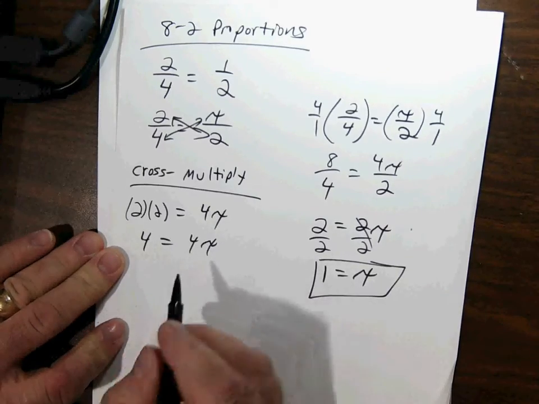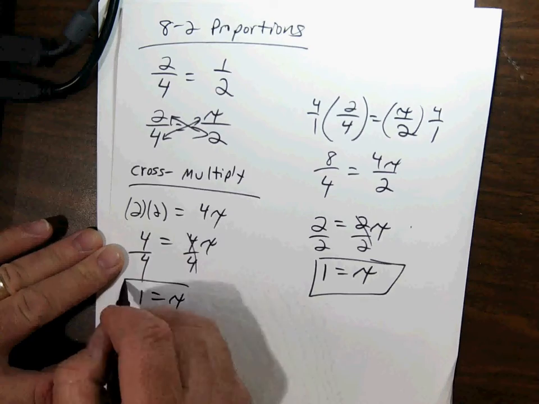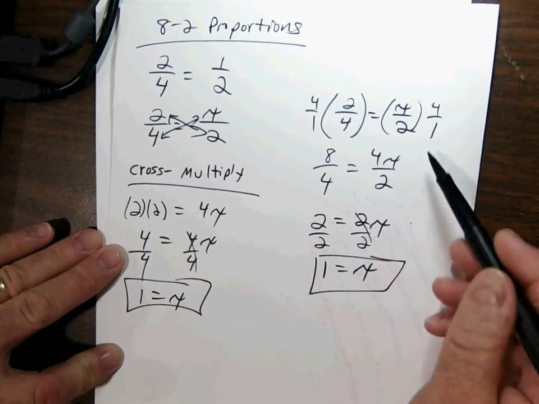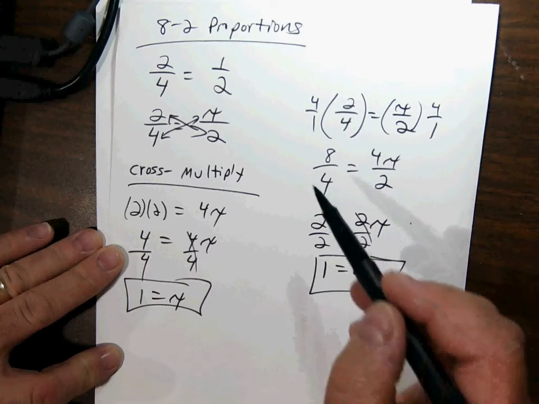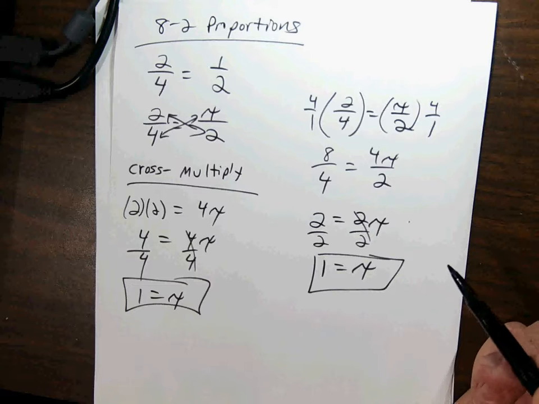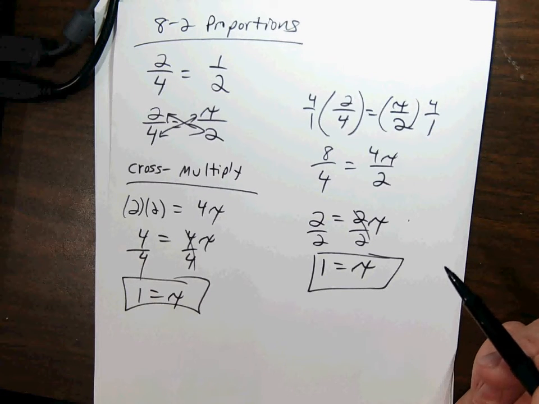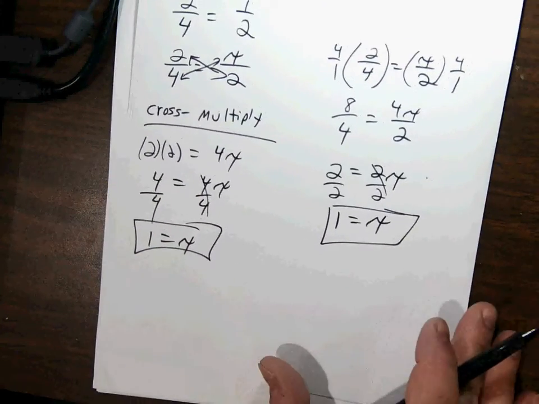4 equals 4x. Looks familiar, right? x equals 1. Okay? It's equivalent to what we did here. We didn't have a 4 equals 4x over here. We had a 2 equals 2x, but it's okay. It's an equivalent equation. Okay? We got the same answer. And that's the key. Alright? So proportions, we're going to do that. Just think of it as you're reducing or you're unreducing a fraction.